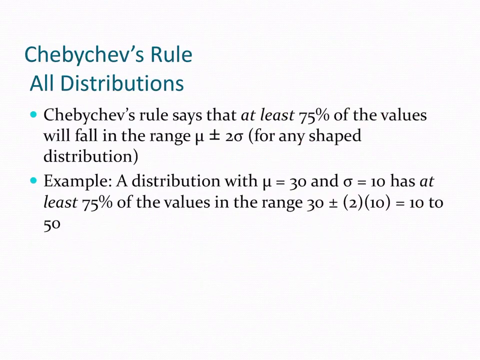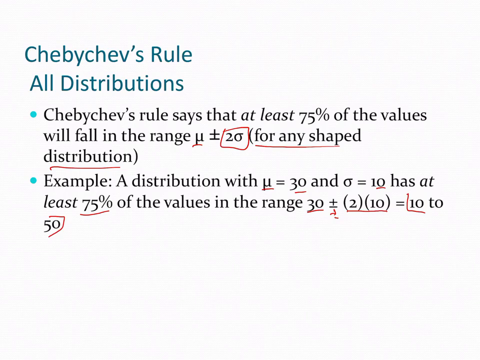Chebyshev's rule is similar, but at least a little different. Chebyshev's rule says that at least 75% of the values will fall in the range of your mu plus or minus 2 standard deviations for any shape distribution. So a distribution with a mean of 30 and a standard deviation of 10 has at least 75% of the values in the range of 30 plus or minus 2 standard deviations, which is from 10 to 50.